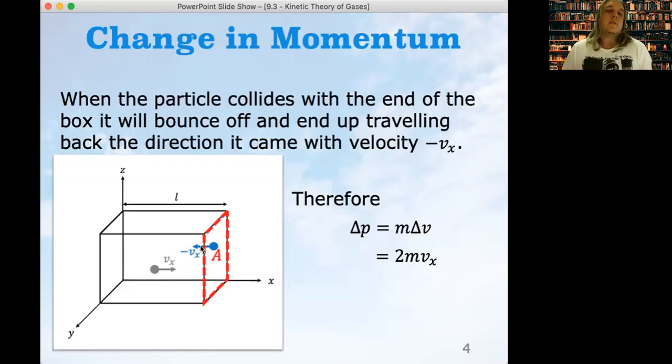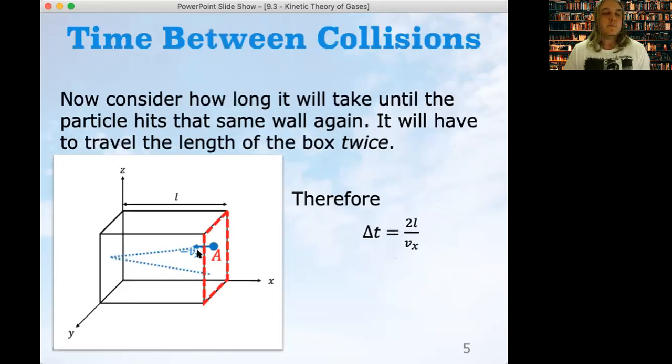So when it collides and turns around the other way, we know that its velocity has gone from Vx to minus Vx. So that means it's changed by 2Vx. It's actually changed by negative 2Vx, but we're going to just be very naughty and ignore that negative for a moment. So the change in momentum is equal to mass times the change in velocity, and that means we have change in momentum is 2 times mVx.